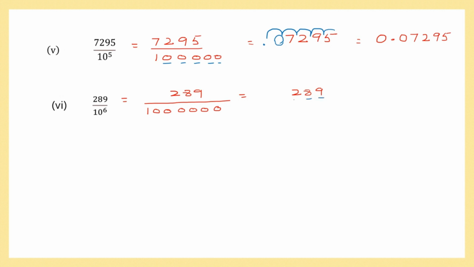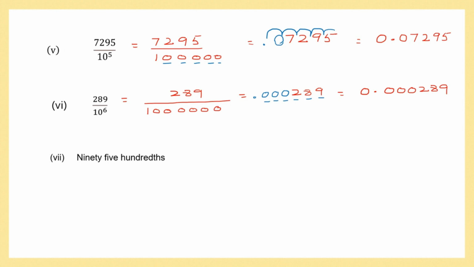1, 2, 3 is already there. Now it has to move 6 places. It has to move 3, then 3 more places. 1, 2, 3 and then I put the point. So here wherever there's a number missing, I put a 0. So let me write down my answer. 0. There are 3 zeros and 289. So this is my final answer.